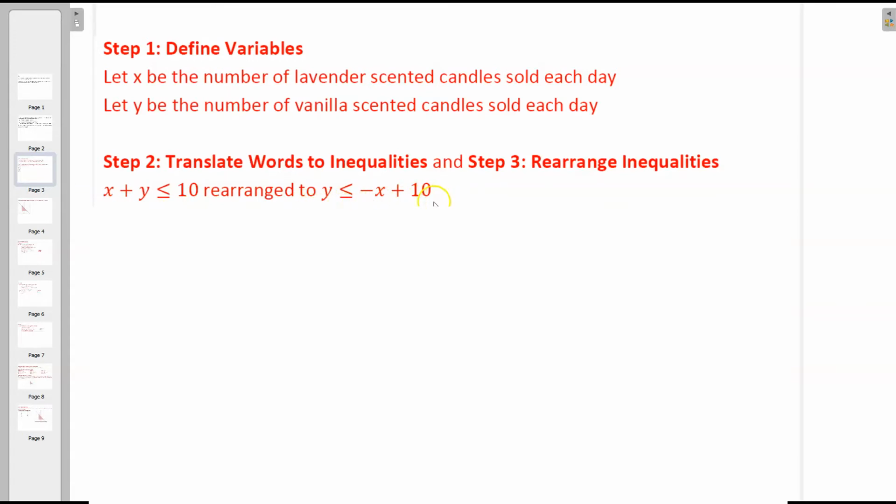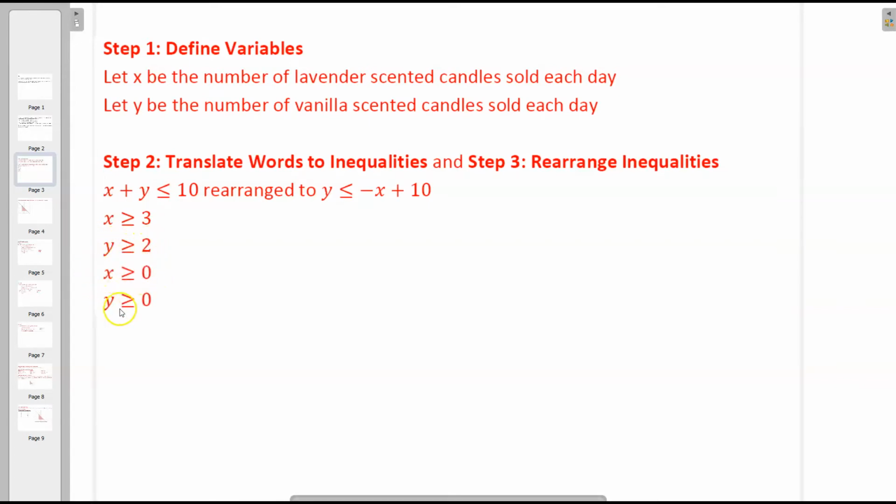They sell at least 3 lavender scented candles each day, so X is the number of lavender scented. It has to be greater than or equal to 3. They sell at least 2 vanilla scented candles each day, so Y is vanilla scented. It's going to be greater than or equal to 2. And as always, we have our two axes, X and Y. So X is greater than or equal to 0, and Y is greater than or equal to 0. Let's take a look at the graph.